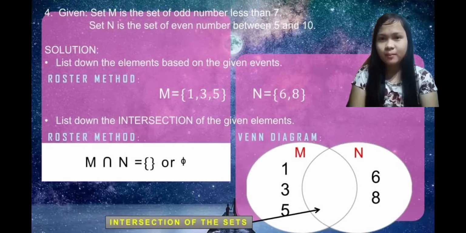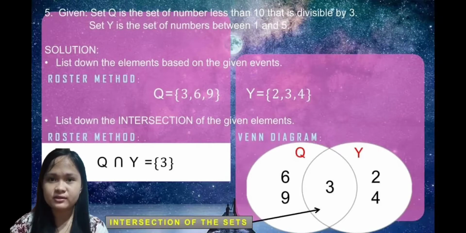Sa Venn diagram naman, ang set M, which is the first circle, ay 1, 3, and 5. And sa second circle, which is the N, ay 6 and 8. Sa gitnang bahagi ay wala dahil walang magkaparehas na number sa set M and set N. And last example of intersection set.